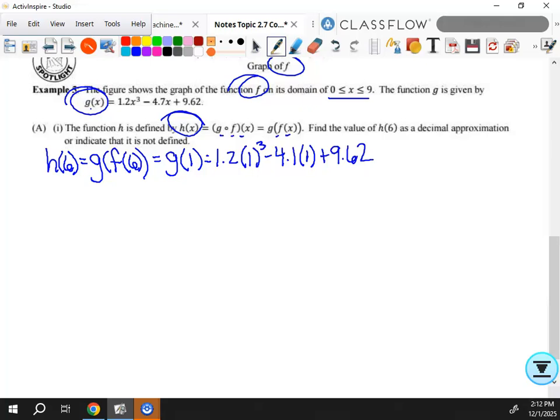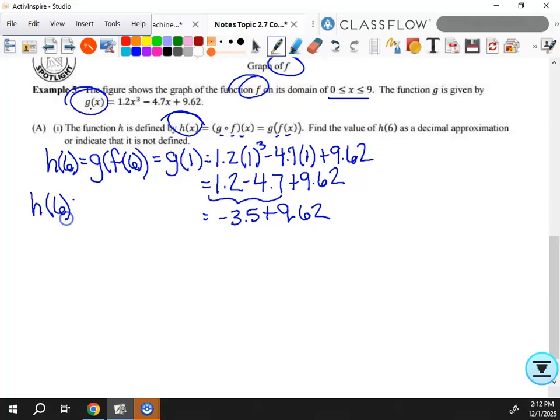Now, we got decimals and we got a cube, and we don't have a calculator in front of us. Is it really that big of a deal right now? Absolutely not. Because 1 cubed is 1. So this is just 1.2 minus 4.7. It does help if you use the correct numbers, though. I don't know what I said, but I wrote 4.1. It is 4.7. Plus 9.62. And if we just do this a piece at a time, it's no big deal. If I combine those, that'll give me a negative 3.5 plus 9.62. So that means that h of 6 is equal to 6.12.